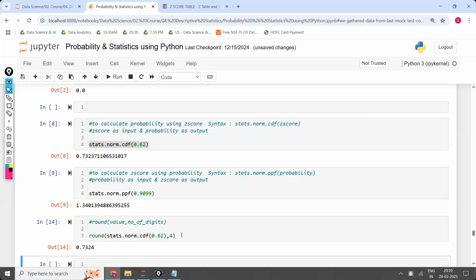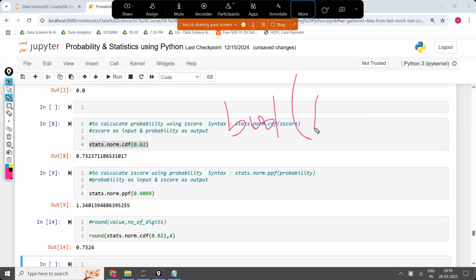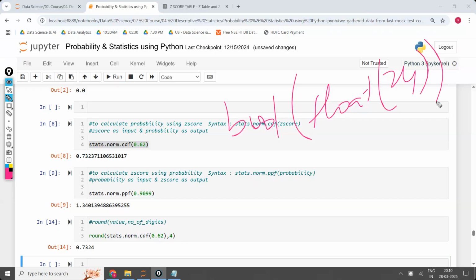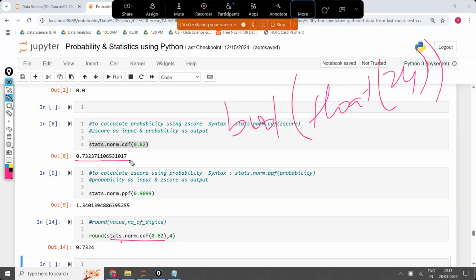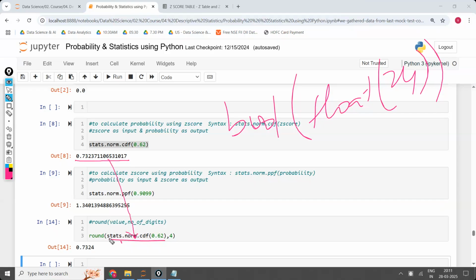Which function will be executed? For example, if I write here bool of float of 24, which one will be executed first? Float of 24 will be executed first. And what is the float of 24? That is 24.0. For that, bool will be applied. Same logic. First this will be applied and it will calculate the value. This entire value will be calculated here, and for that it will apply the round function. Simple. When you have multiple functions, the inner function will be executed first.